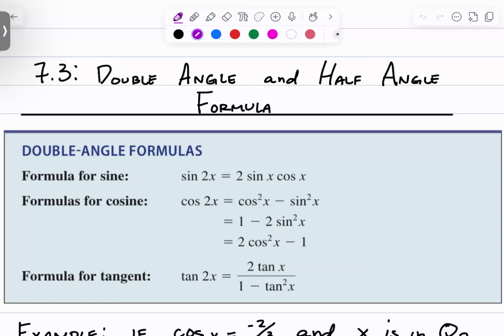So welcome everyone. This is 7.3 on double angle and half angle formulas. Just like the addition and subtraction formulas, this is if you just multiply the angle by 2 or divide it by 2. So these are the formulas for double angle. And we're going to really quickly go through some examples.